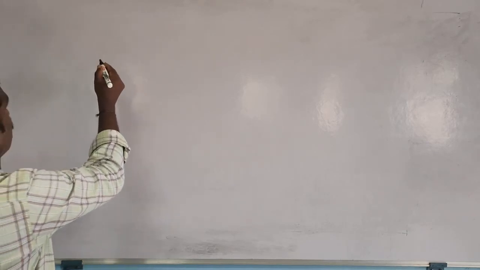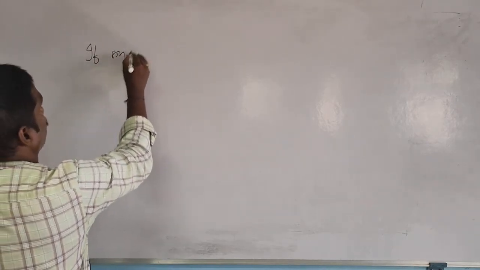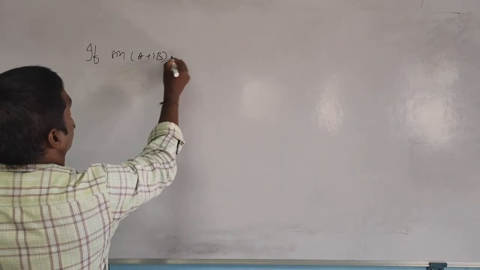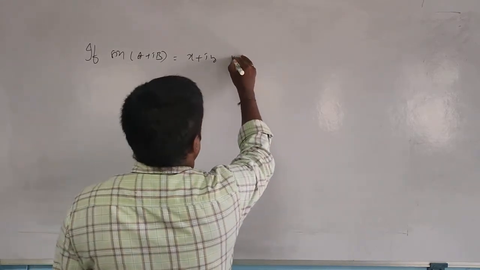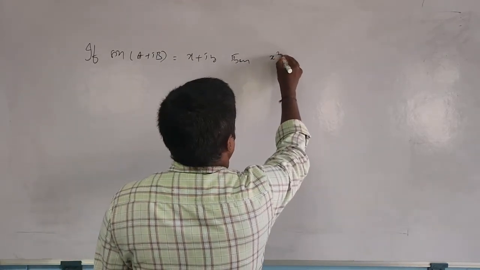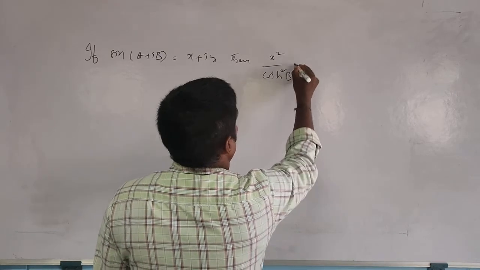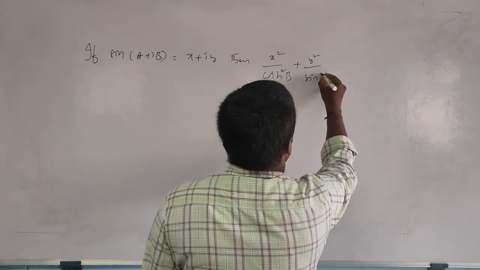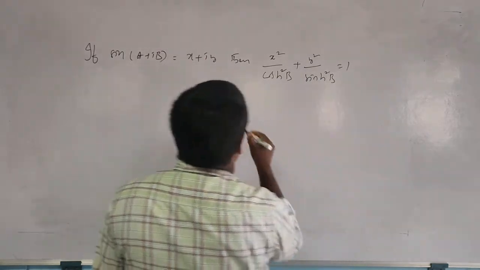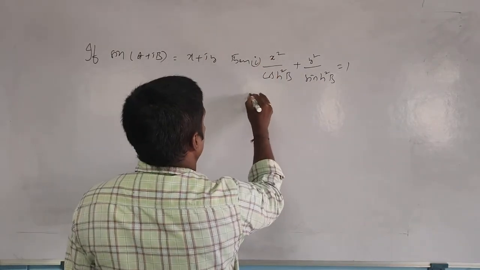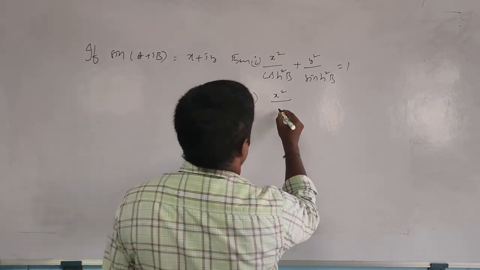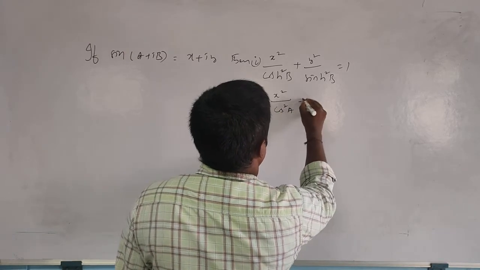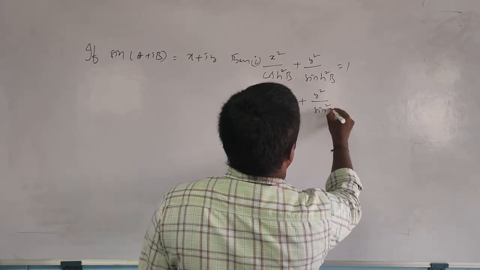Next problem: if sin of a plus ib equals x plus iy, then x square by cosh square b plus y square by sinh square b equals 1. This is the first part. The second part is x square by cos square a plus y square by sin square a equals 1.